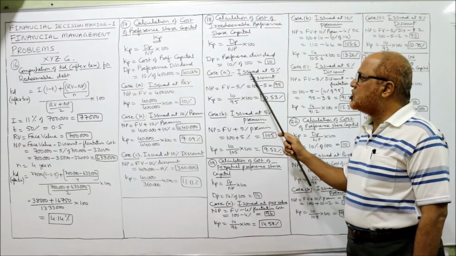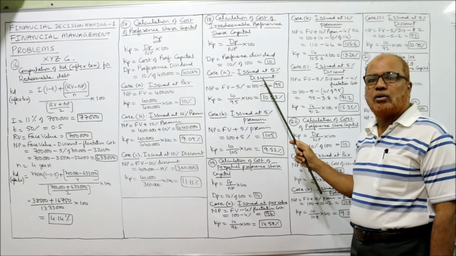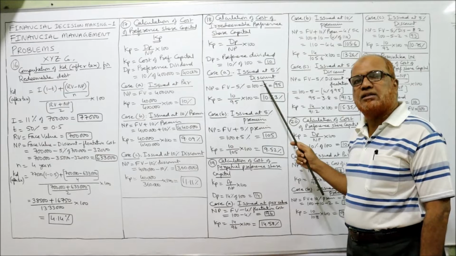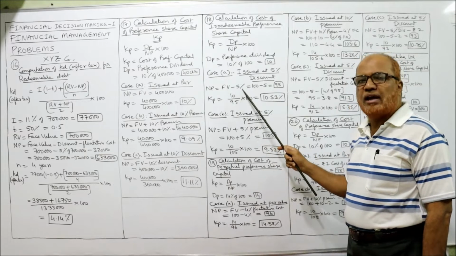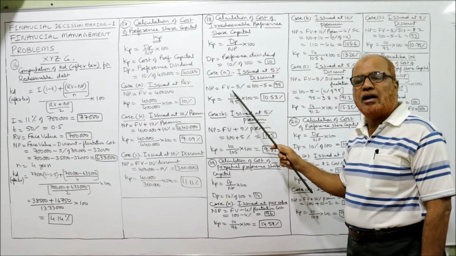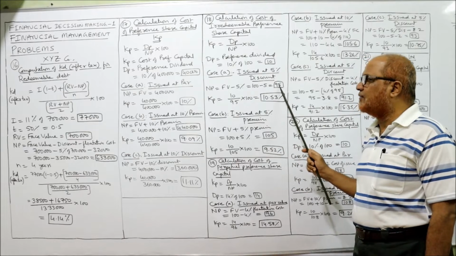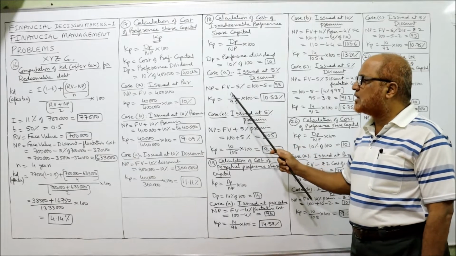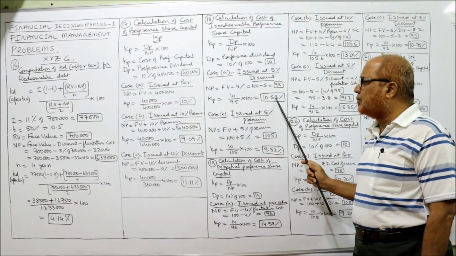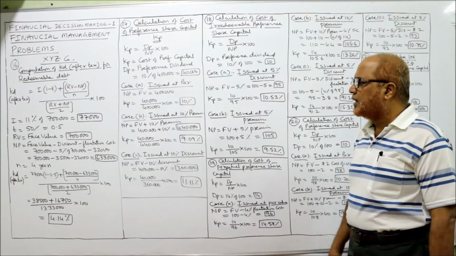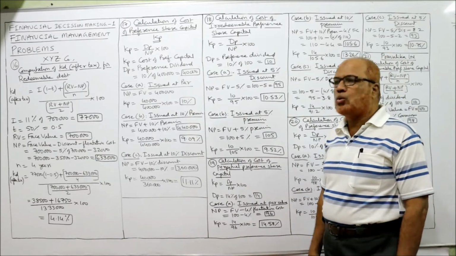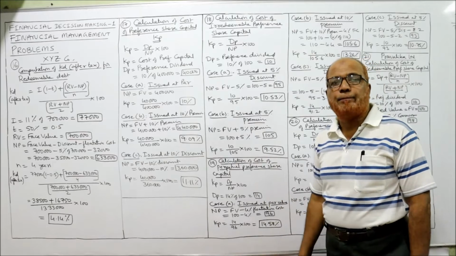Now case A, issued at 5% discount. Discount will be deducted. So NP is equal to face value minus 5%. So 100 minus 5, you will get 95. Now KP is equal to 10 divided by 95 into 100, 10.53%. That's all.